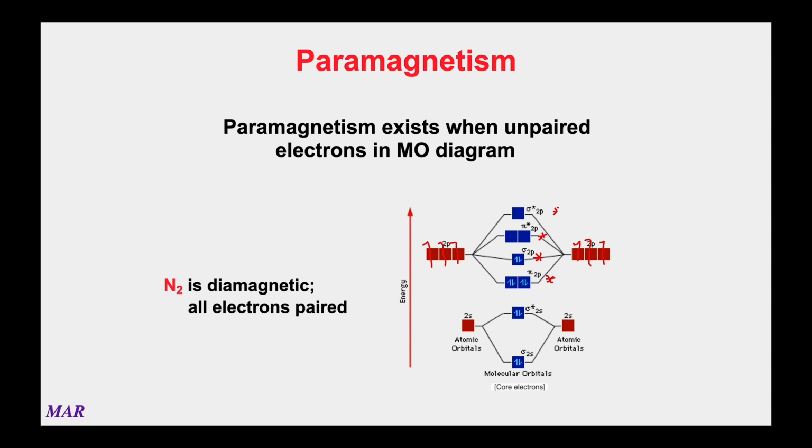But notice that every up electron has a down electron. There are no unpaired electrons, so N2 is diamagnetic. The Lewis structure for N2 is very, very close to the molecular orbital theory structure. N2's Lewis structure would look like that. It has a triple bond, order of 3, just like the molecular orbital diagram shows a bond order of 3. N2's Lewis structure shows it to be diamagnetic, and so does the molecular orbital diagram. N2 would go right on through the magnet with no problem.